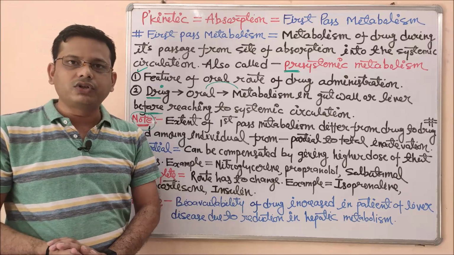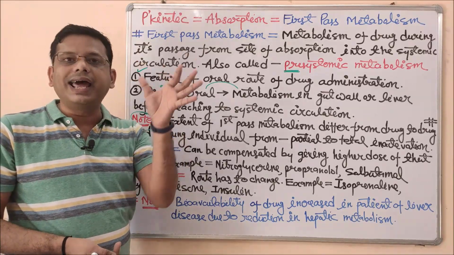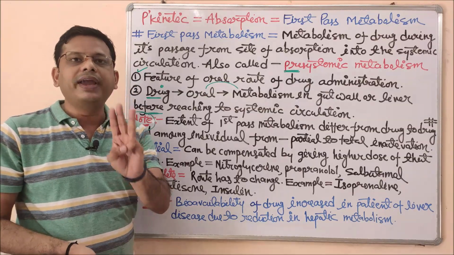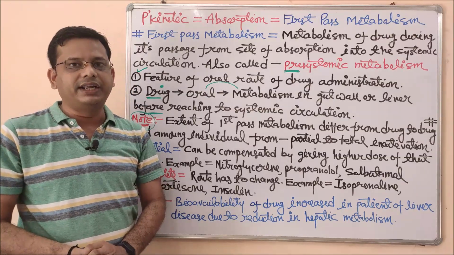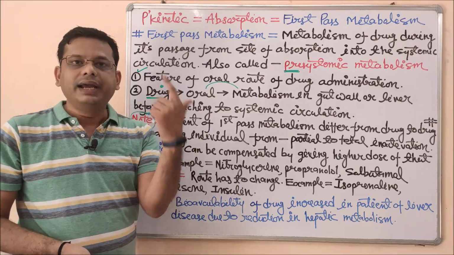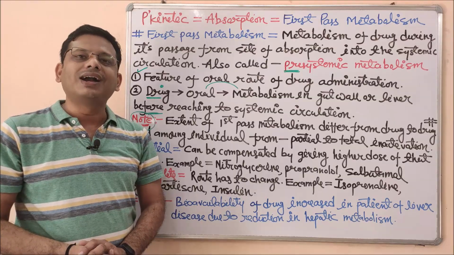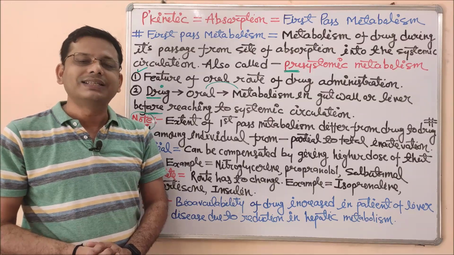So what are the consequences of this first pass metabolism? What are the different extents of the metabolism? According to the extent of first pass metabolism, we can classify it into three main categories: low first pass metabolism, intermediate first pass metabolism, and high first pass metabolism. So what are the examples that can be placed in each category?